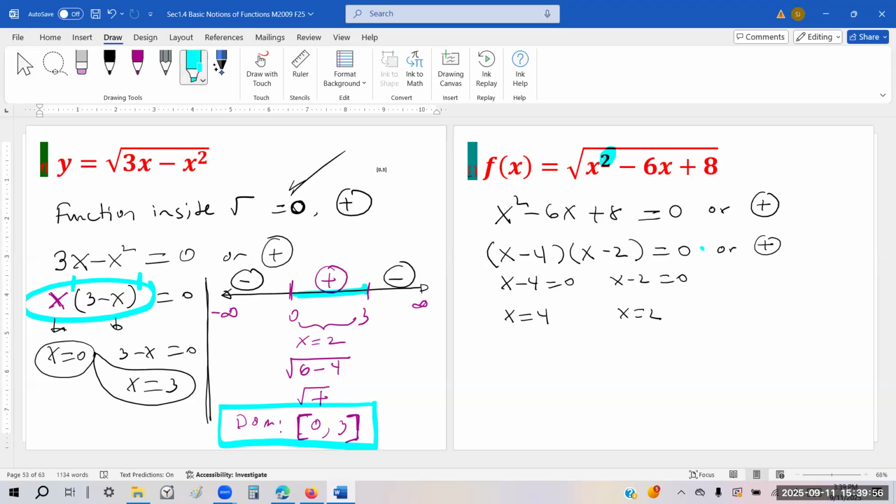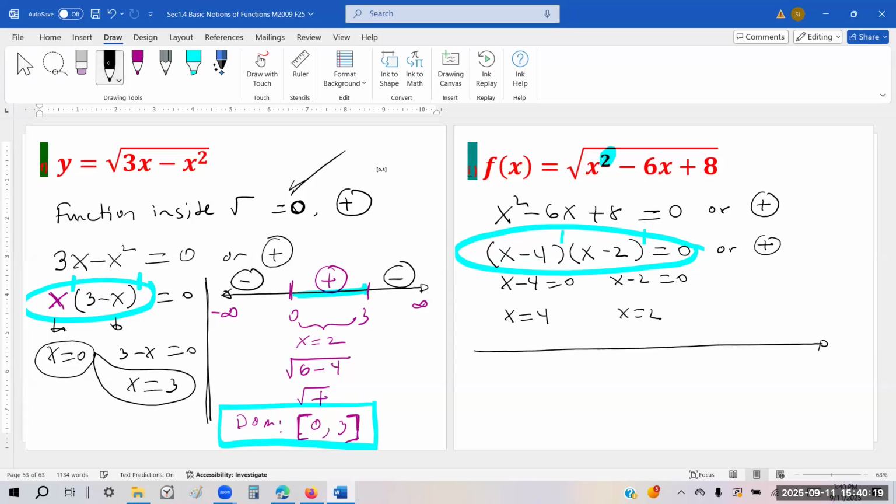And if you observe these factors, each factor has which power, what degree? 1 here and 1 here. So they have odd degree. That means we don't have to find individual intervals. You can find one interval and alternate the sign. So in the number line, we have -infinity to +infinity, somewhere 2 and somewhere 4.